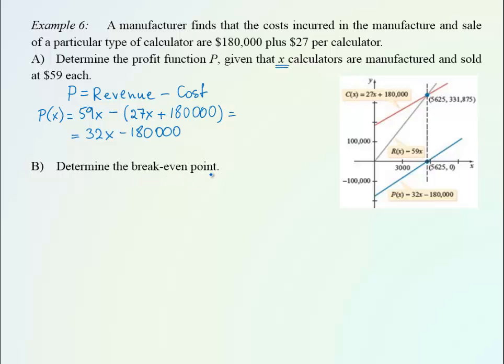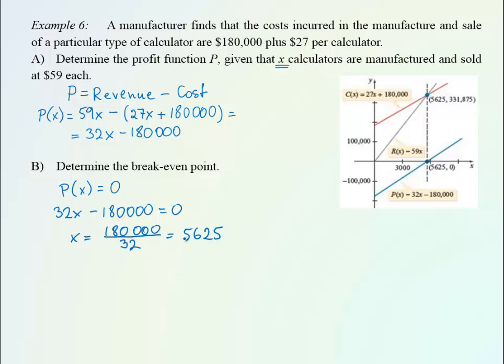Determine the break-even point. The break-even point is actually the point when the profit is 0. So we want such an x that P of x equals 0. Okay, therefore 32x minus 180,000 equals 0. Therefore x equals 180,000 over 32, which turned out to be 5625. What does this mean?